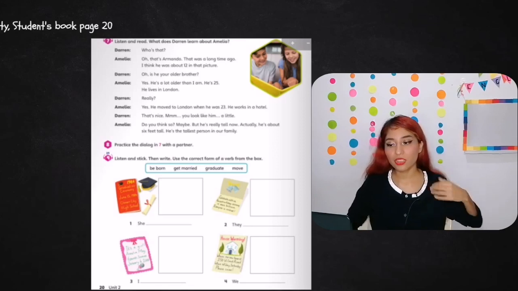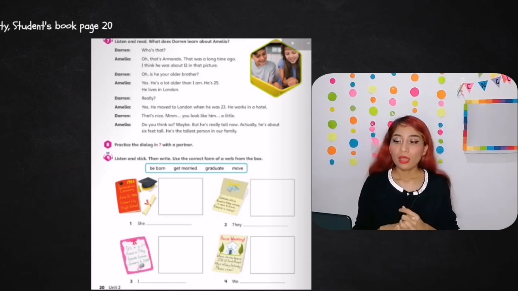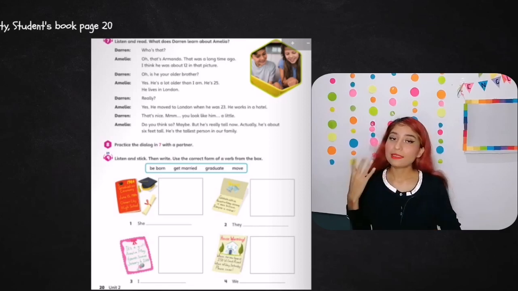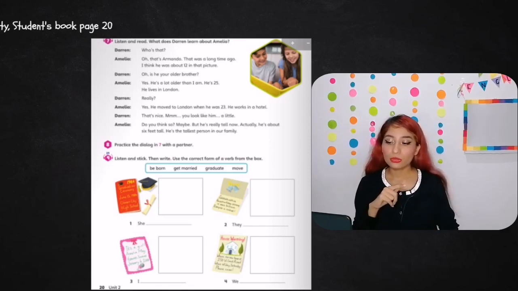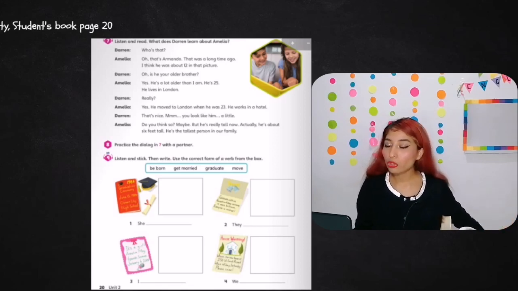That's it for the conversation. You don't need to do anything in there. We're going to skip exercise 8 and we're going to go to exercise 9 and it says listen and stick. Then write, use the correct form of the verb from the box.